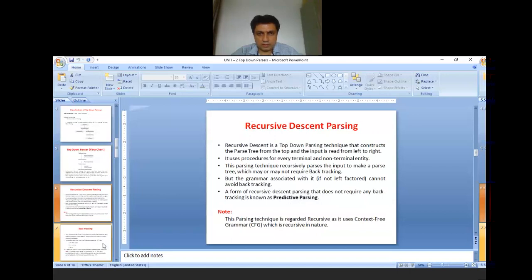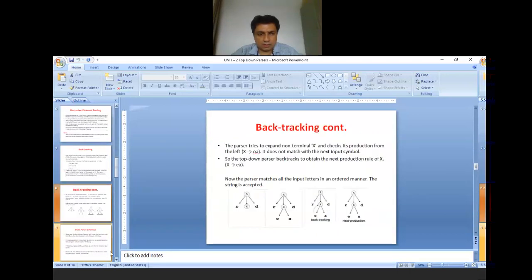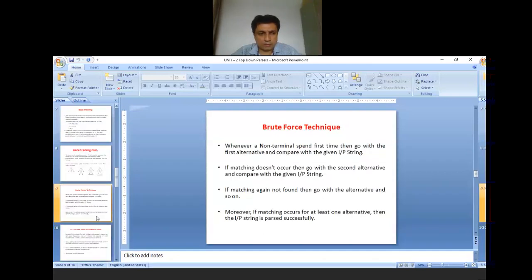So we already discussed recursive descent parsing and backtracking parsing. Those students who did not attend the last class, please go through the notes after today's class. The brute force technique we already discussed in the last class.